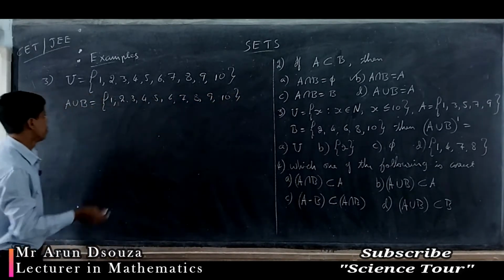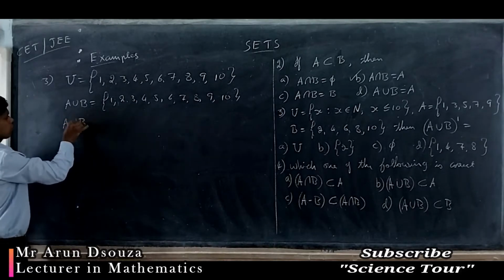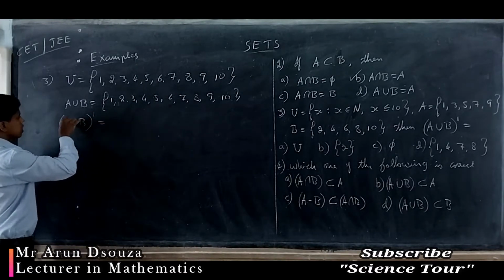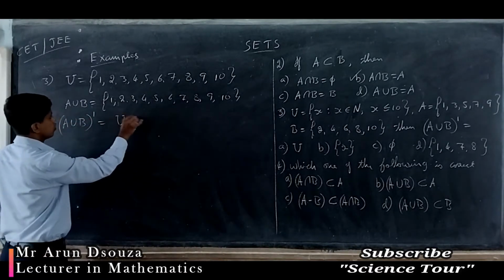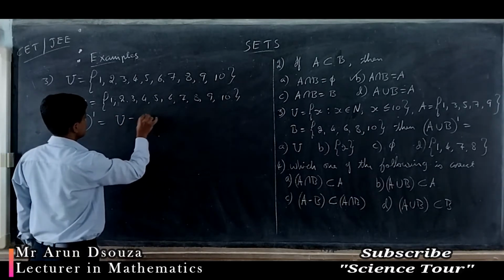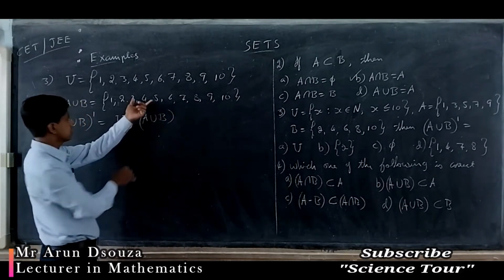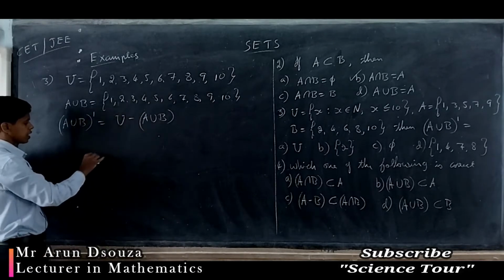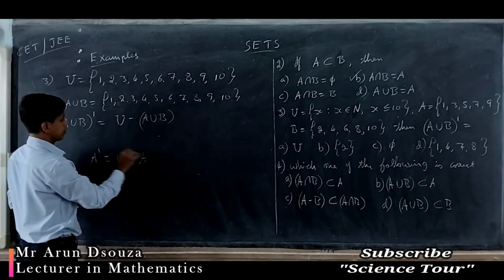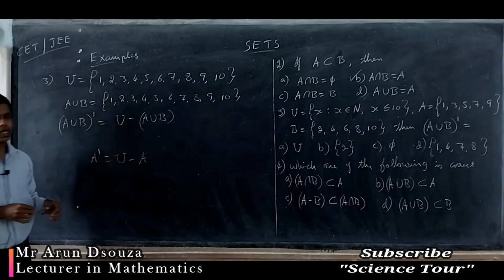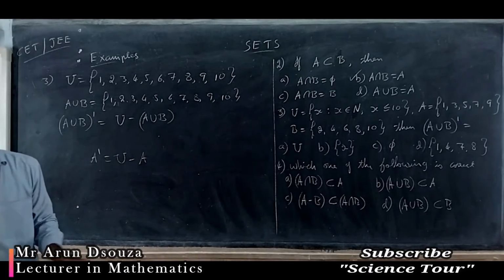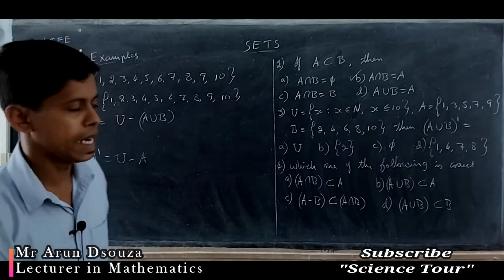Okay, now I have to find the complement of this. How do you find the complement? Universal minus the set. So how do you find A dash? A dash is U minus A. Universal set minus A. All the elements of universal except the elements of A is A dash.